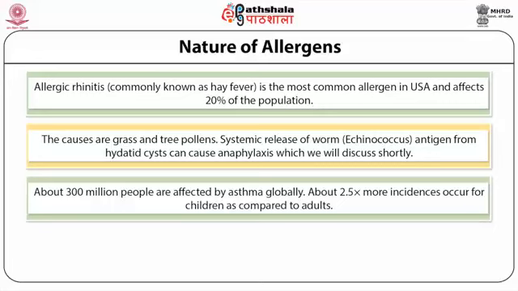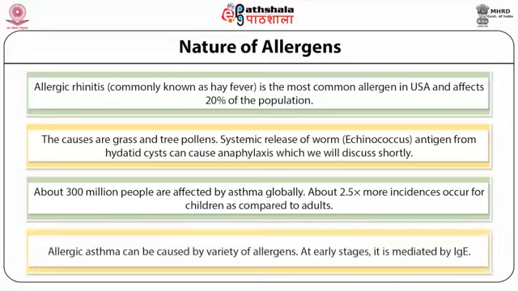About 300 million people are affected by asthma globally. About 2.5 times more incidences occur for children as compared to adults. Allergic asthma can be caused by a variety of allergens. At early stages, it is mediated by IgE.